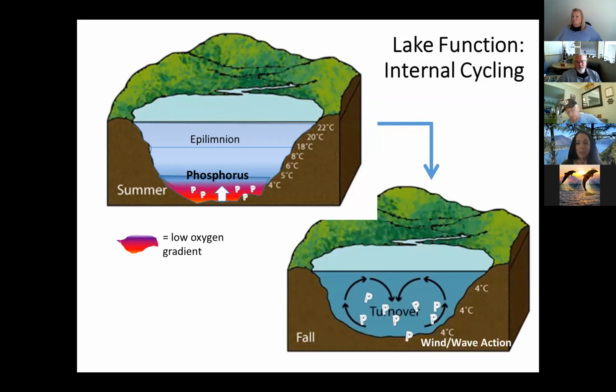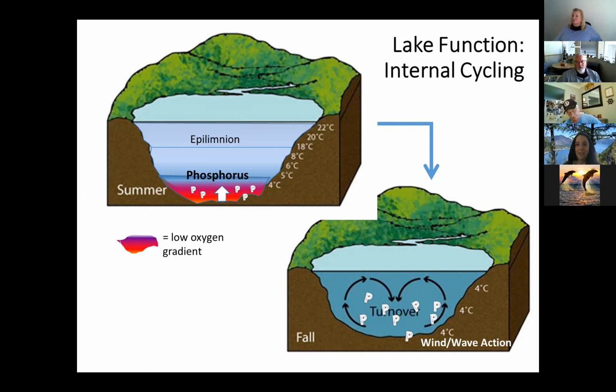So if we get wind and wave action, or in the fall when the temperatures decrease and you no longer have that temperature gradient in the lake, you can get a fall turnover, or even just wind and wave action can turn the water, and so you get that introduction of phosphorus that was released in that anoxic condition that goes clear into the water column, and now it's available to algae that can consume it.